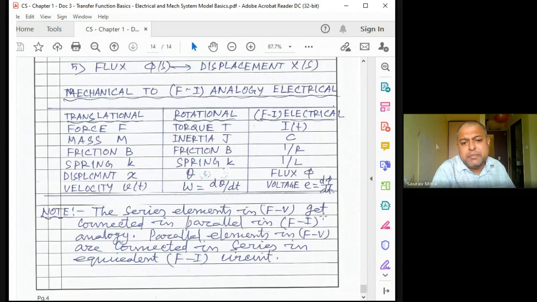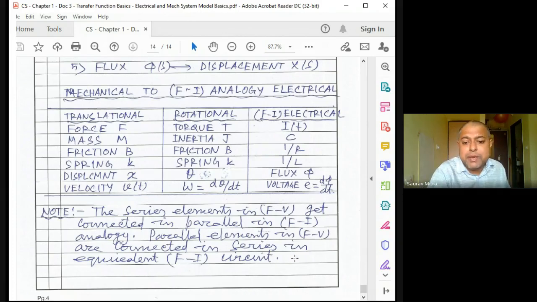Note that the series element in FV analogy, that is force voltage analogy, is a series RLC circuit. Mechanical circuit remains the same. The series elements in FV analogy get connected in parallel in Fi analogy. Parallel elements in FV are connected in series in the equivalent Fi circuit. So whatever are the series components in FV, that becomes parallel in Fi, and whatever are the parallel components in FV, that connects in series in Fi.